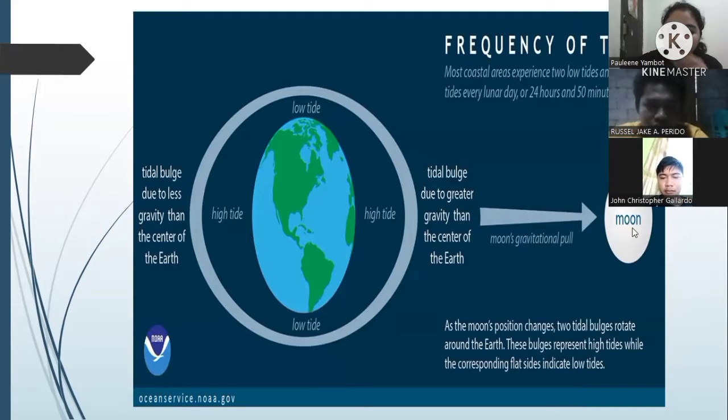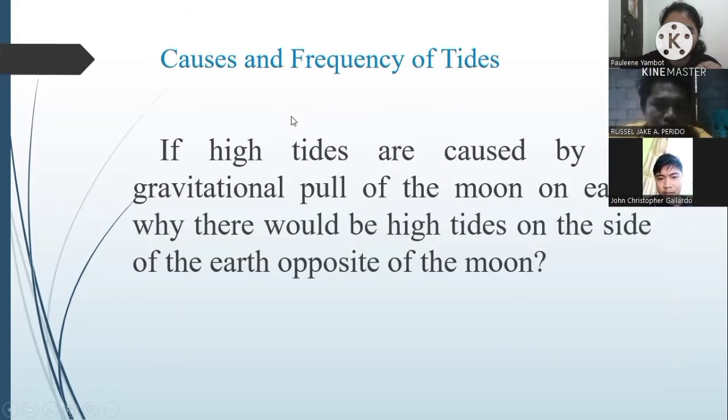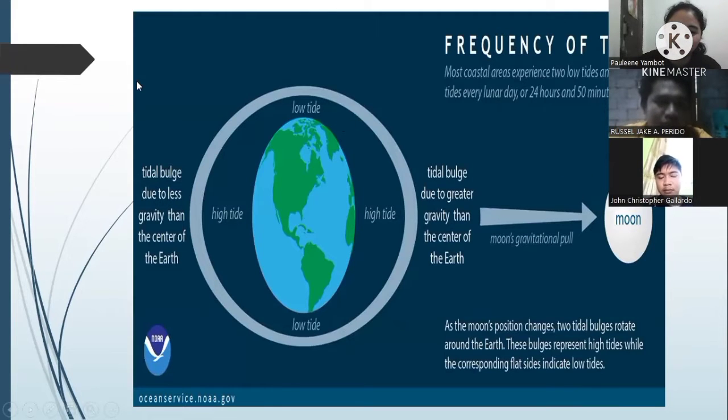Kunwari, yung moon nandito siya. Paano ba ito? Yung sa video kasi ni Sir, pag umikot yung moon ng pag ganito, pag tumapat na dito yung moon sa low tide, then low tide na siya. Tapos ikot lang siya ulit. Kaya nagkakaroon ng ano. Ito nga sabi, as the moon position changes, 2 tidal bulges rotate around the Earth. So iba-iba every location ng oceans or yung mga tides. These bulges represent high tide.